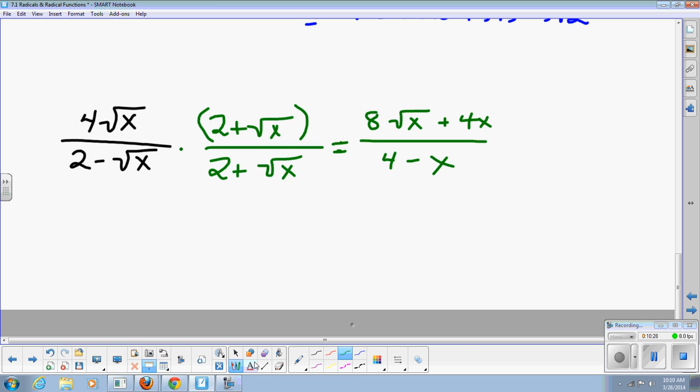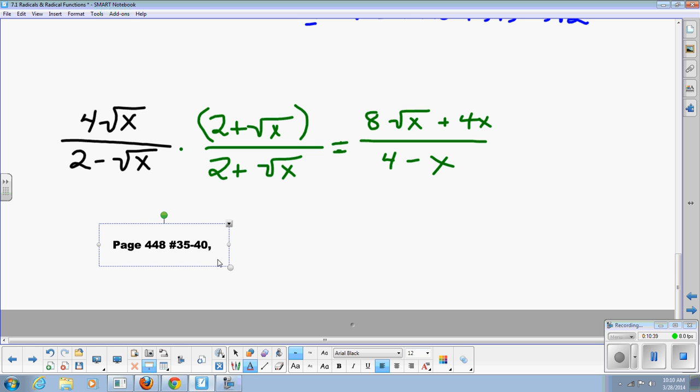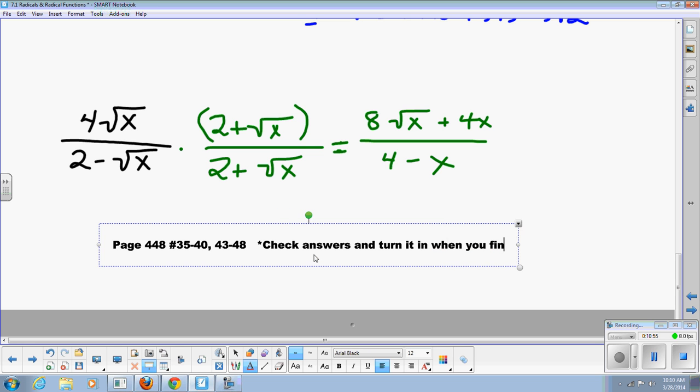Okay, the assignment. What I'd like for you to work on with this one is as follows. From page 448, I want you to do numbers 35 to 40 and 43 through 48. So 35 to 40, 43 to 48. We want to check answers again and turn it in when you finish. Go ahead and write that down. Get to work on it, or let me know what I can help you with.